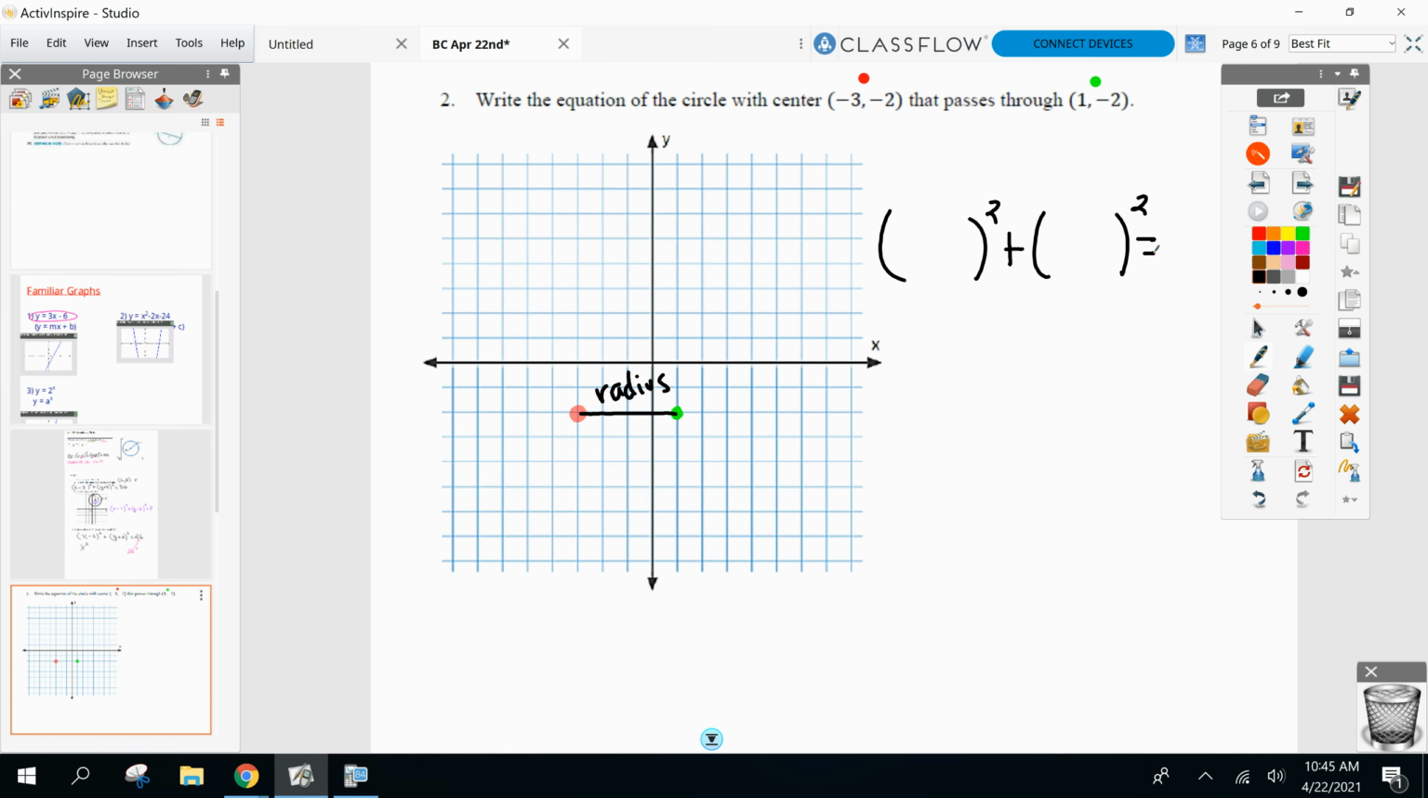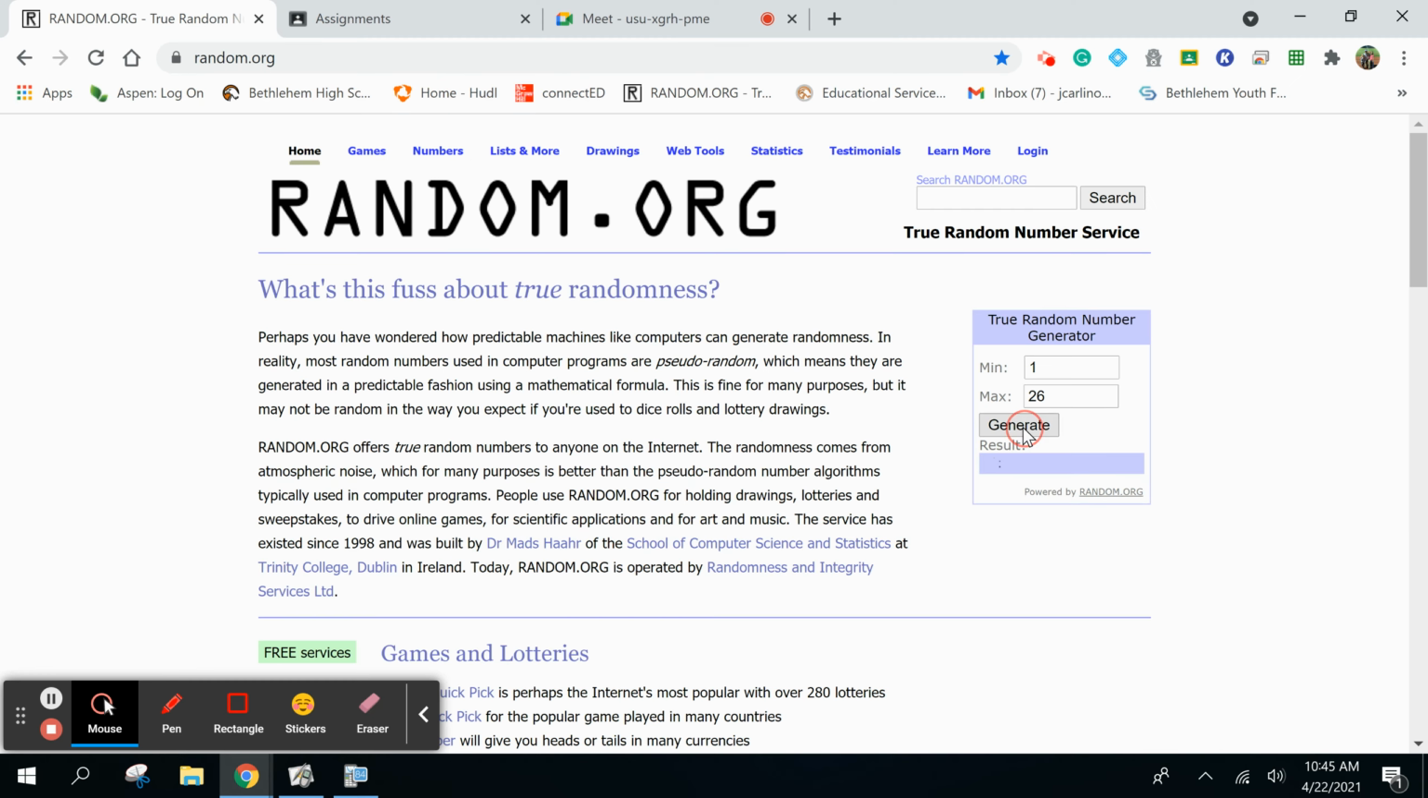All right, help me out. What should go in my equation now? You already know the center. It's just a matter of how long the radius is. Ooh, everyone at home today.